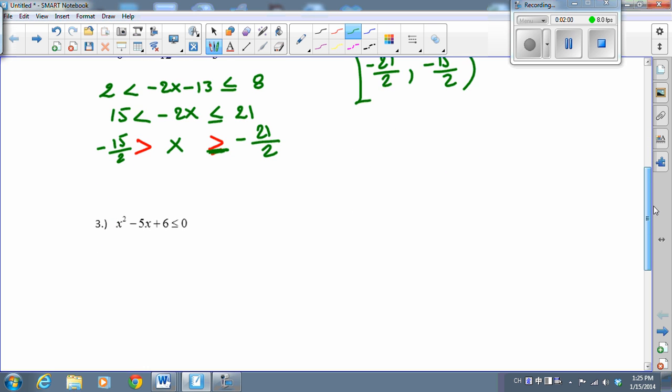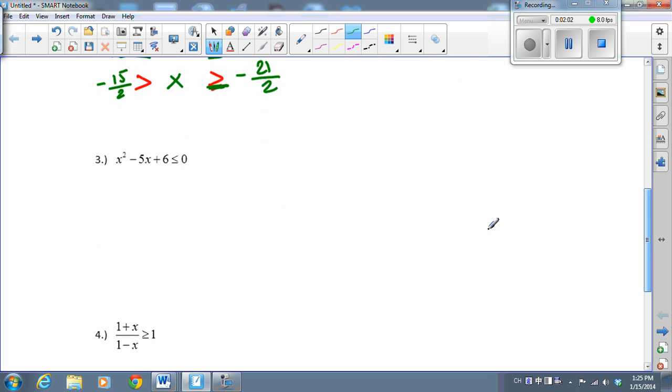Problem number 3. I have x squared minus 5x plus 6 is less or equal to 0. This type of problem, you have two ways of solving it. But before you solve it, you got to factor it. So if I factor the left side, I will end up with x minus 3 and x minus 2, less or equal than 0. Well, the zeros or the solutions of this are 3 and 2.